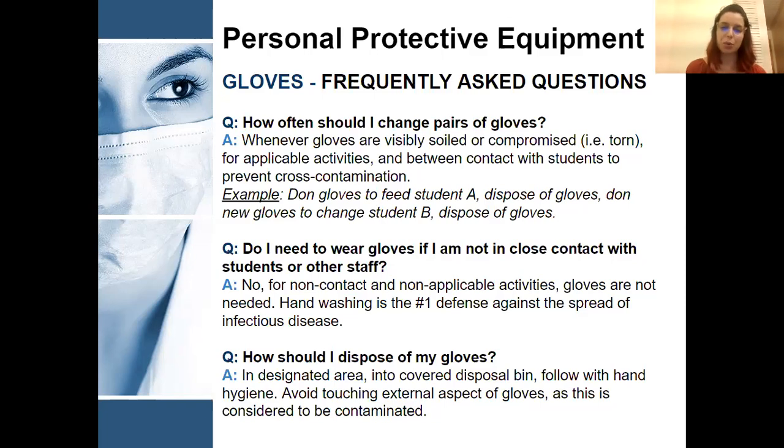Question, how should I dispose of my gloves? In the designated area, into the disposal bin, follow with hand hygiene. Avoid touching the external aspect of the gloves, as this is considered to be contaminated.